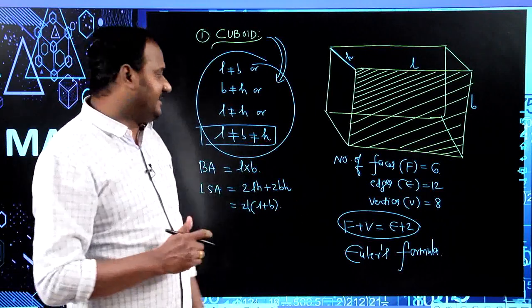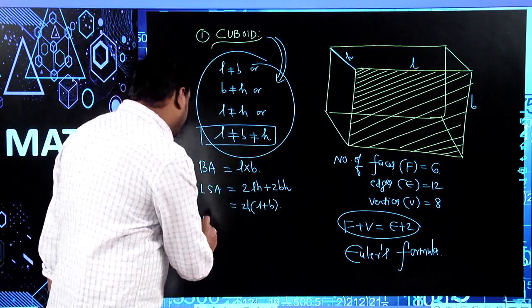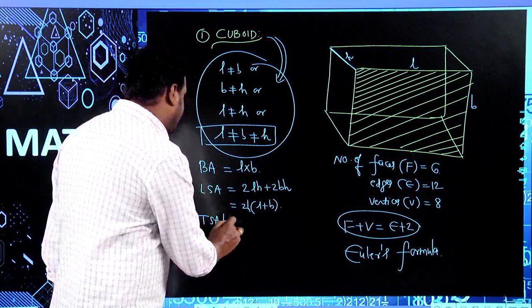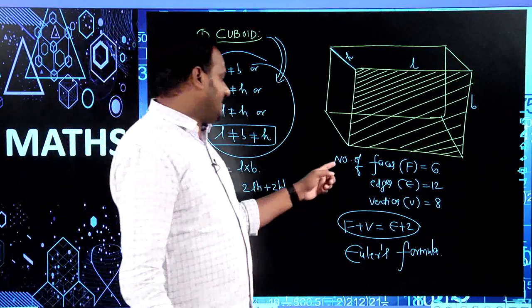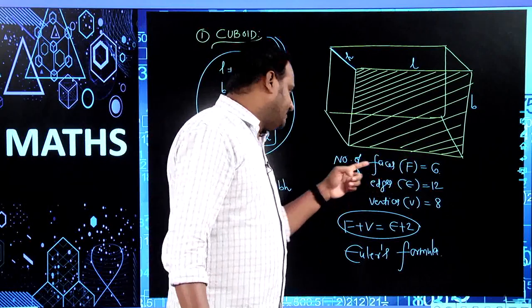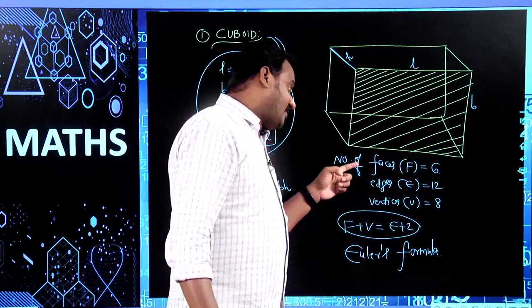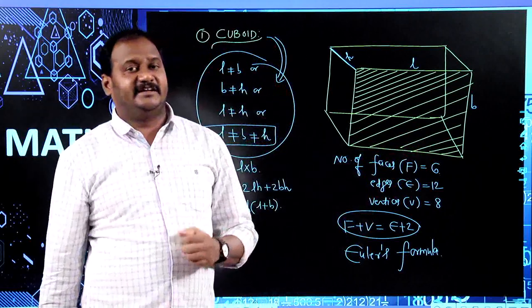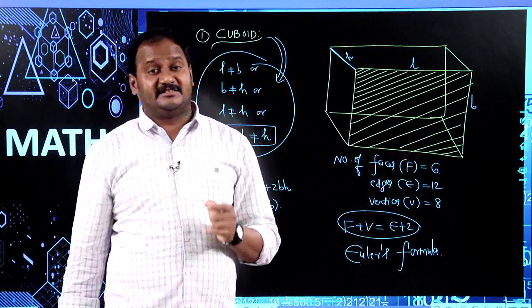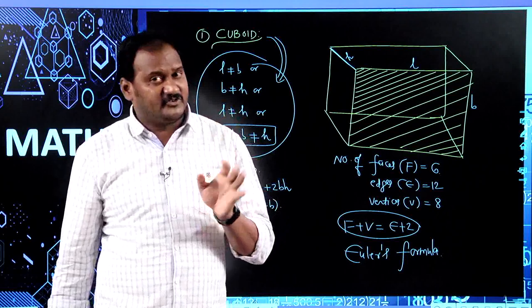Got it? And coming to the total surface area, or simply surface area, of a cuboid. What do you mean by surface area? When you paint, or when you find the areas of all these faces together, then it is said to be the total surface area, otherwise simply the surface area of a cuboid.